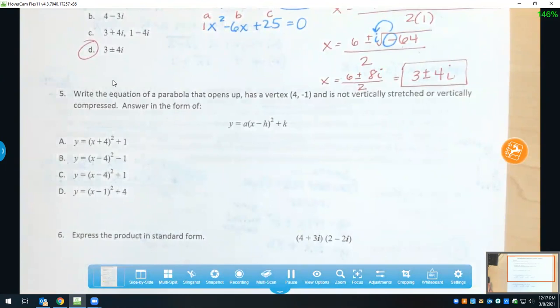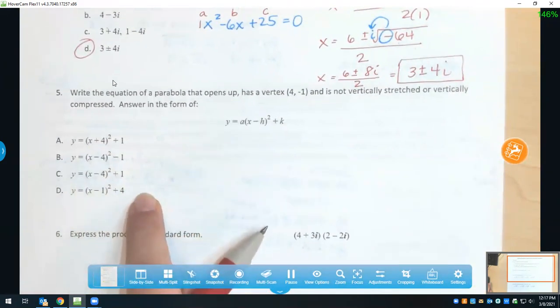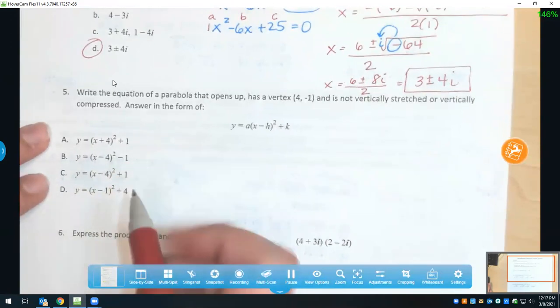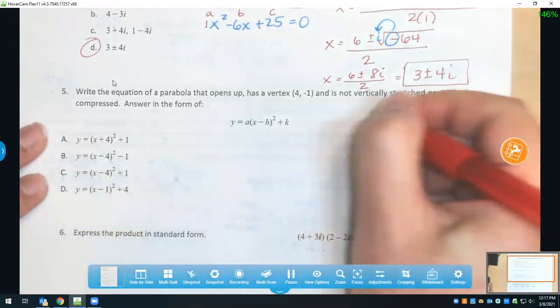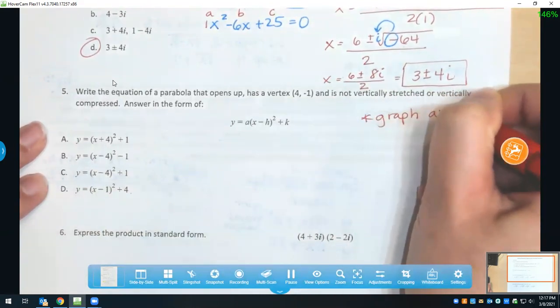Yes? Just plug it into Desmos. Well, you could check each of these. Yeah, you absolutely could. You could graph each one of these options, and so that's a choice, right? So you could graph your answer choices.